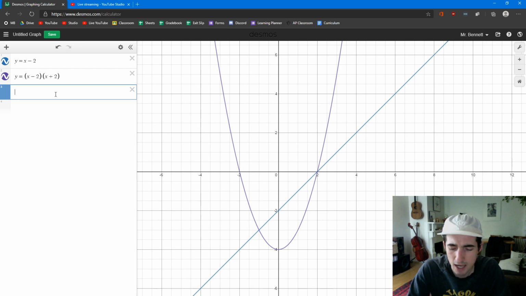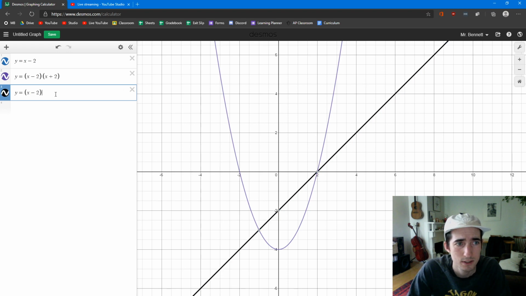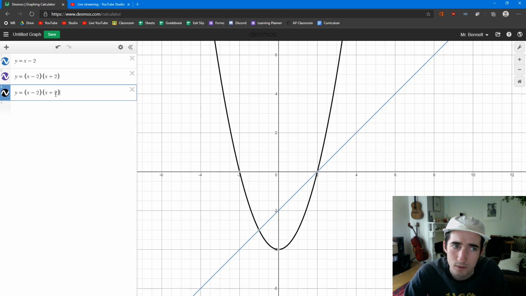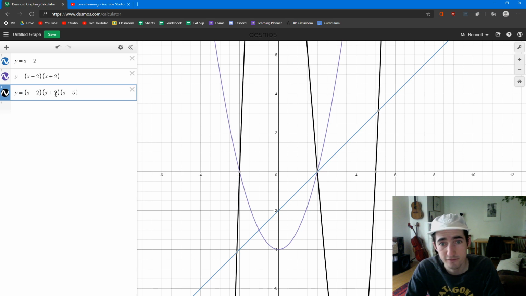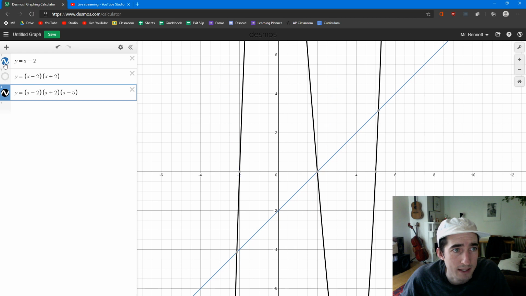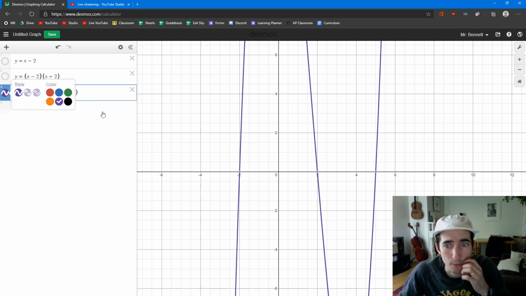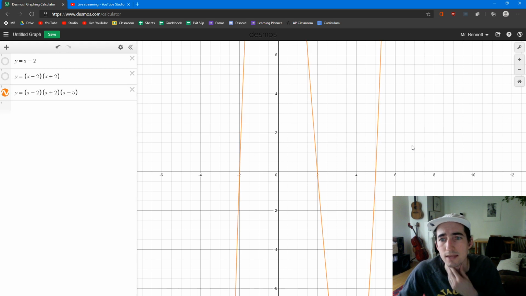So if I were to have a function that looked like this, y equals x minus 2 times x plus 2, so that's the same one, but if I were to multiply one more time by another linear function, one that I can calculate which value of x gives me 0 very easily, like maybe x minus 5, right? Then you can see right over here, I'm going to hide some of these other ones because we don't need them anymore. And maybe I'll change the color because it's kind of hard to see. Let's do purple. Orange. Okay, that's nice and easy to see.